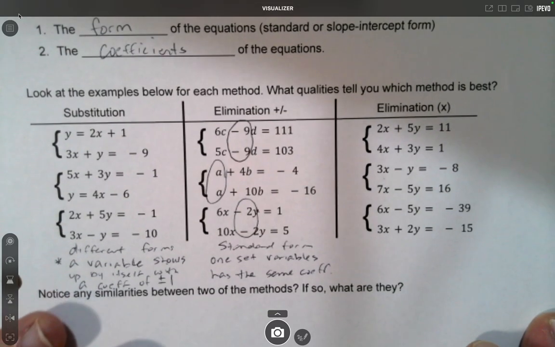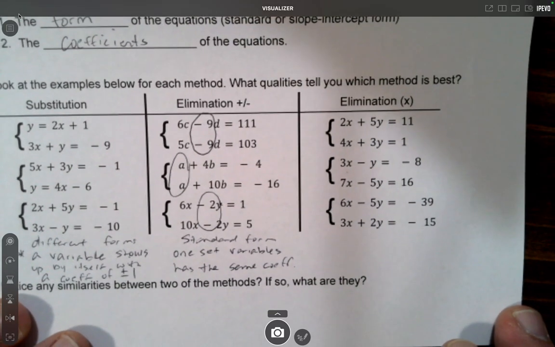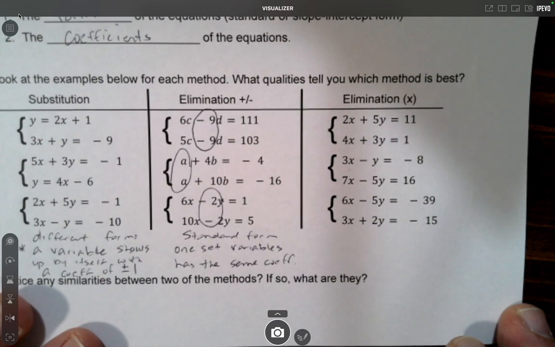So now, let's find the elimination where multiplication is required.